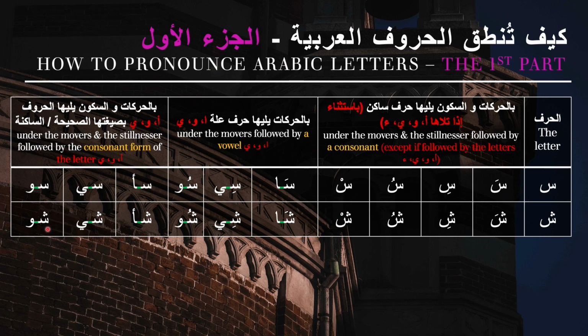I guess now you started getting how to pronounce that under certain circumstances when it's followed by a vowel, when it's followed by a consonant, but not one of the letters that can be a vowel or consonant, which is alif, waw, ya, or when it's followed by alif, waw, ya, but in the consonant form. So let's continue.